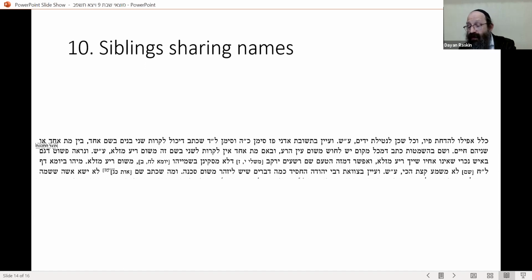So there is this idea which is saying one wouldn't give the same name to two siblings, but that's mamish the same name. But if it's in the case which he's asking, Tzvi and Tzivya, etc., there shouldn't be any hesitation, and that would be okay.